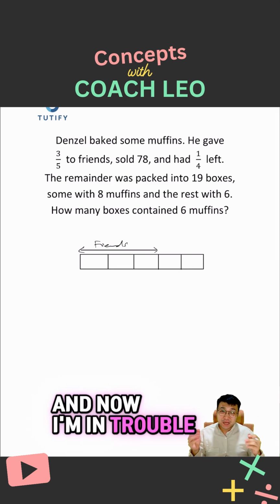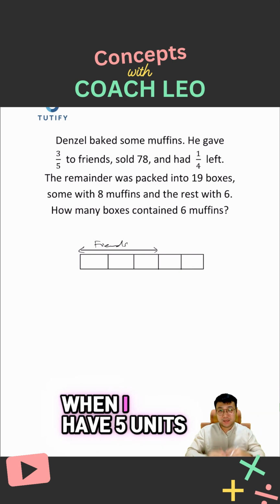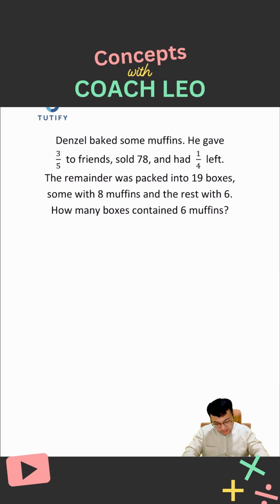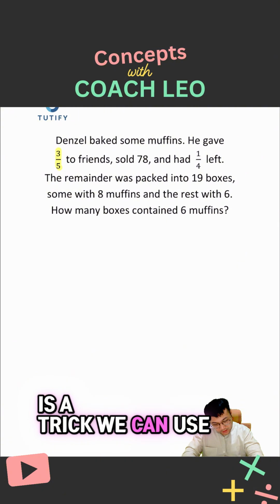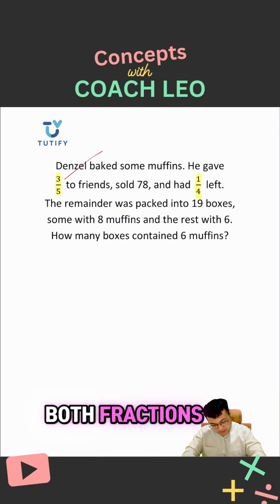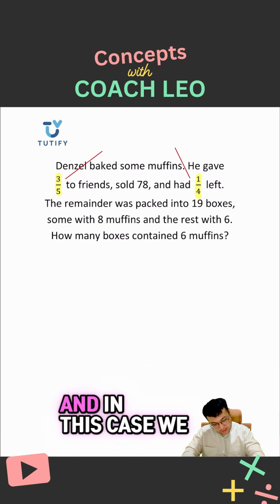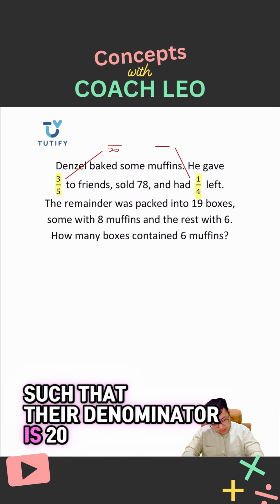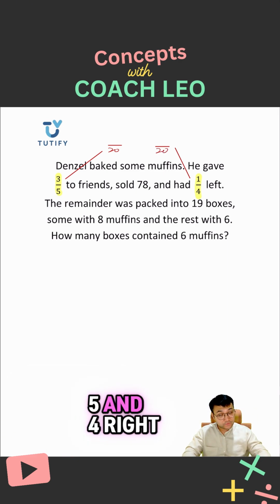And now I'm in trouble. How am I going to represent 1/4 when I have 5 units? I can't. So let's get rid of the model. Look at the fraction. There's a trick we can use. Change the denominators such that both fractions will have the same denominator. In this case, we can change both of them such that their denominator is 20, because that's the LCM of 5 and 4, right?